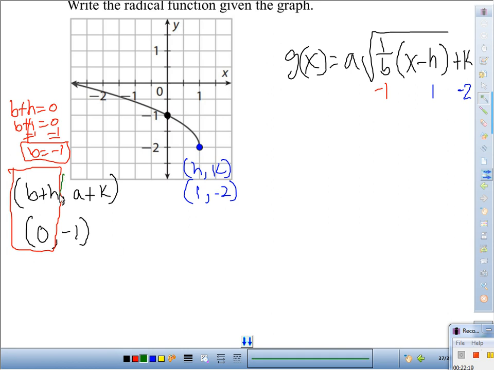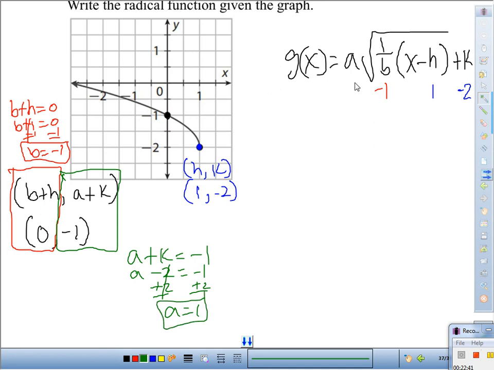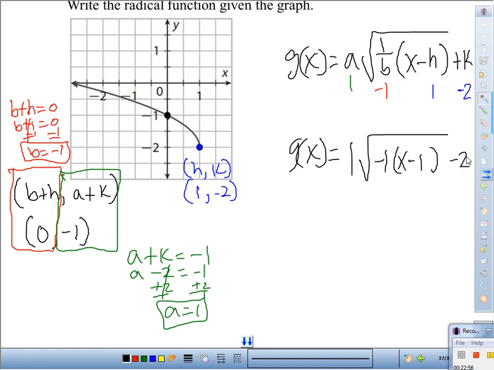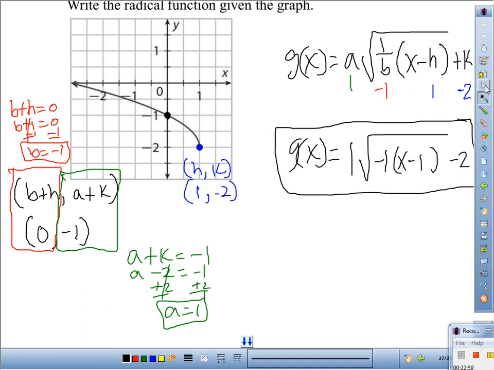So how do I solve for a, Mr. Q? Well, we use the second value of that point, and I write a plus k equals negative 1. But what is k now, according to our vertex? Negative 2. Do you guys see that? So I write a minus 2 equals negative 1, so plus 2 plus 2, a equals 1. That goes right there. And I just write my function. Copy that, please. G of x equals 1 square root. What is 1 over negative 1? Negative 1. X minus 1 minus 2. And that's all it is.